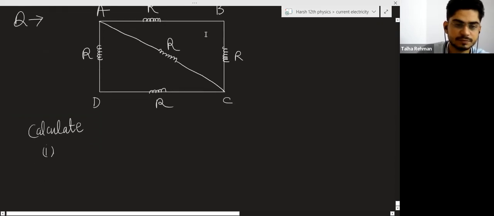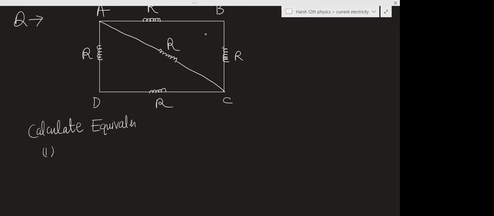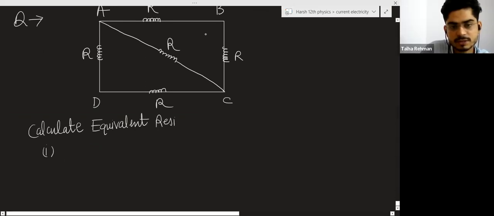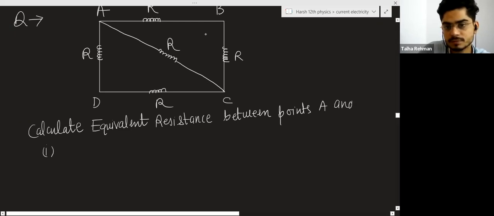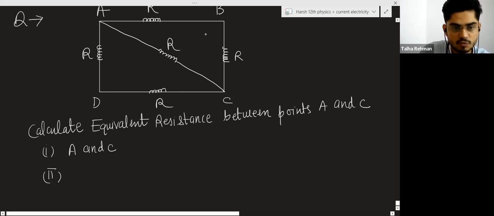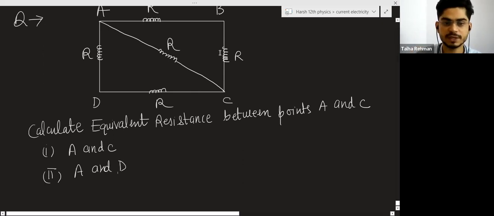All resistances are equal, and we have to find the equivalent resistance between points A and C. Number one, between point A and C. Second, between point A and D. Do the same thing that I am doing for solving.